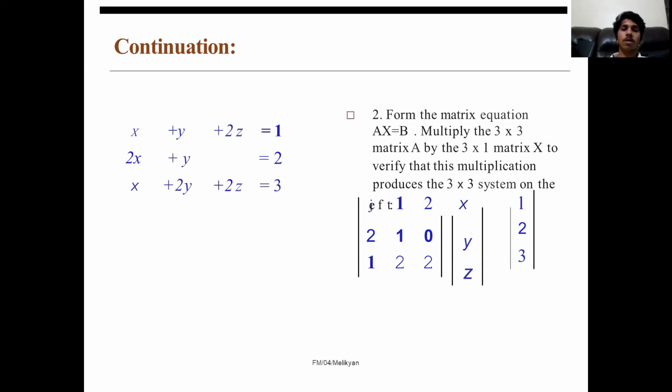Second step. Form the matrix equation AX = B. Multiply the 3 by 3 matrix A by the 3 by 1 matrix X to verify that this multiplication produces the 3 by 3 system. [1 1 2; 2 1 0; 1 2 2] times [x; y; z] = [1; 2; 3].